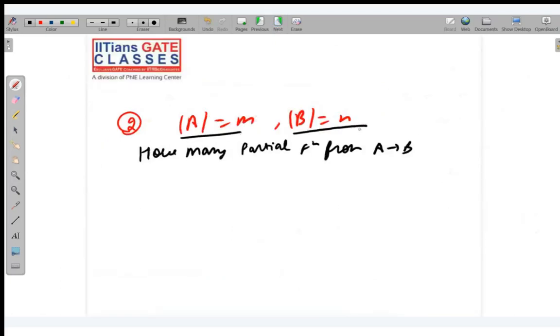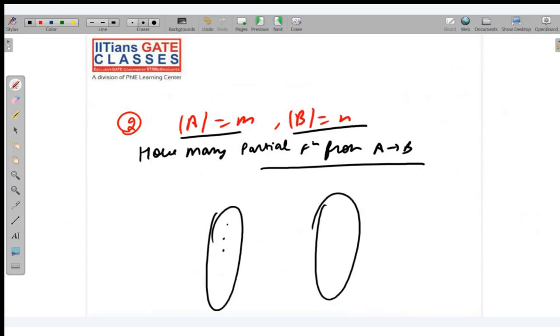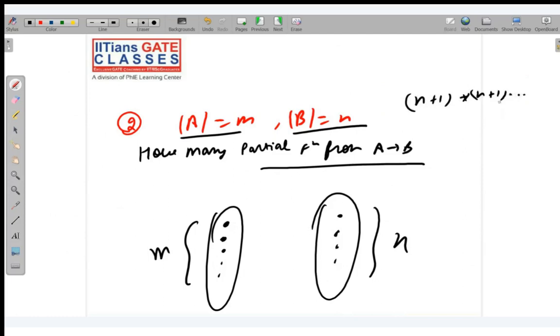Next, A has m elements, B has n elements. How many partial functions from A to B? Partial, see this, we have a choice. We have m elements here and n elements here. So the first element has how many possibilities? It can map to one of these n, and one more possibility: it is not mapped to anyone, because in a partial function we can have some elements which are not linked to anybody. I have told you that in previous lectures also. So for the first element, n plus 1 possibilities: n for these and plus 1 if it is not mapped to anybody. So for the first element n plus 1, second element n plus 1, and so on, how many times? M times. So n plus 1 power m.